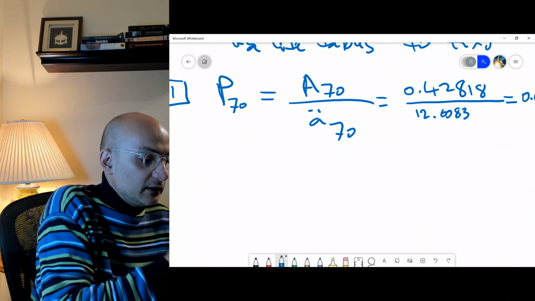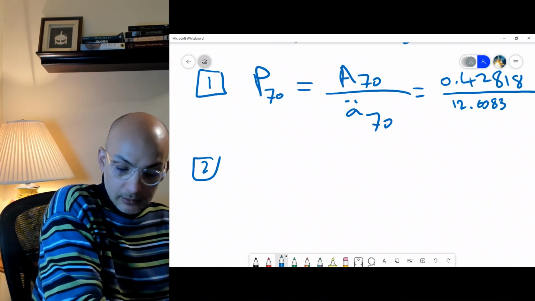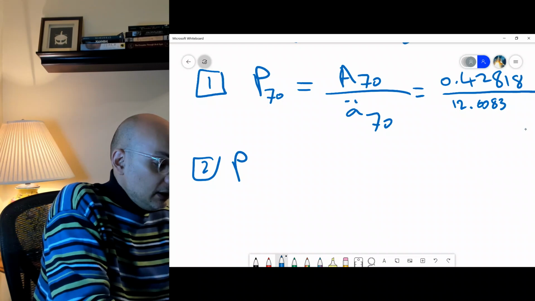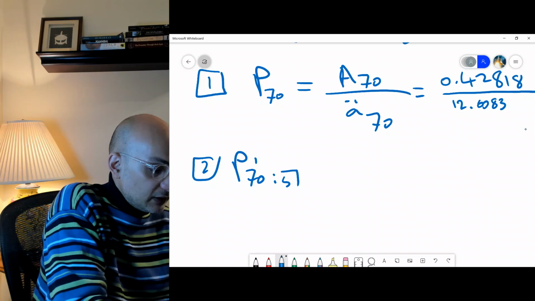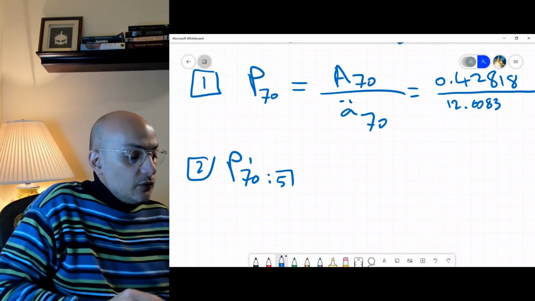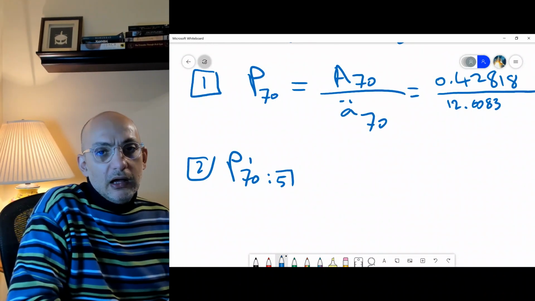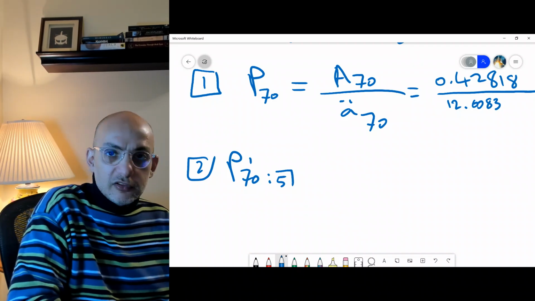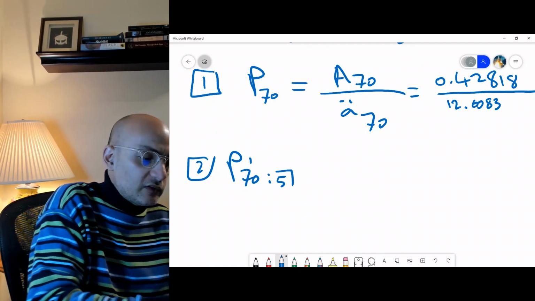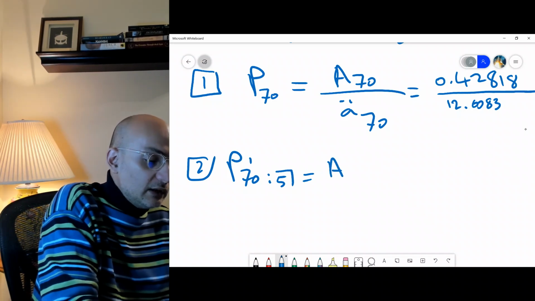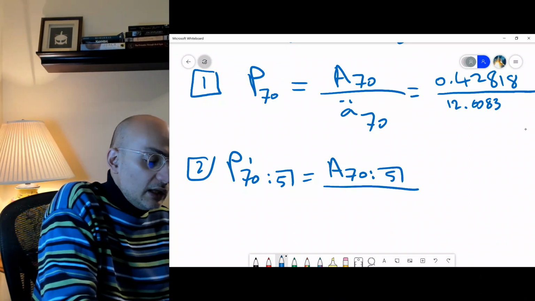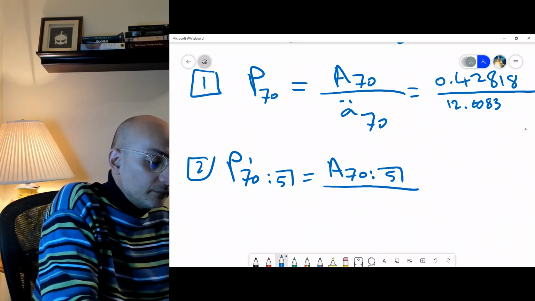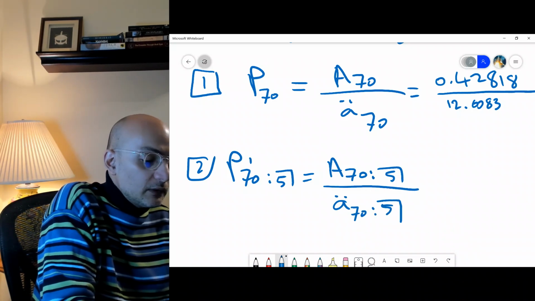Let's take a few other examples. Let's take another one here, a harder one. Let's take P70, and this is for 5 years. So we don't have H, so the premium is paid for 5 years, as well as the insurance is covering only 5 years. So this one is A70 for 5 years divided by smaller a, discrete, for 70, again for 5 years.